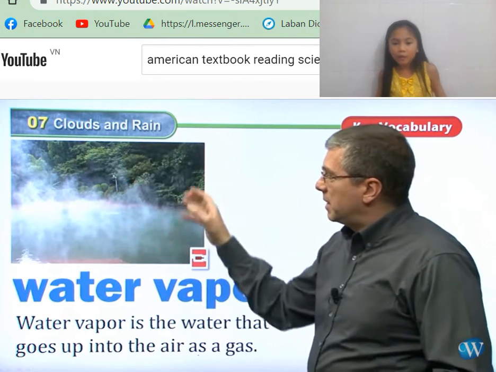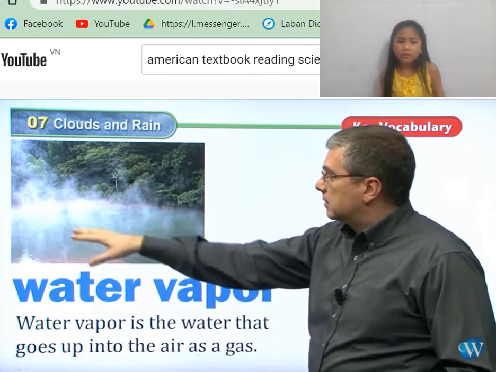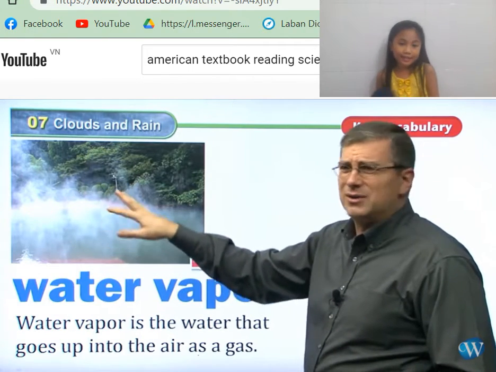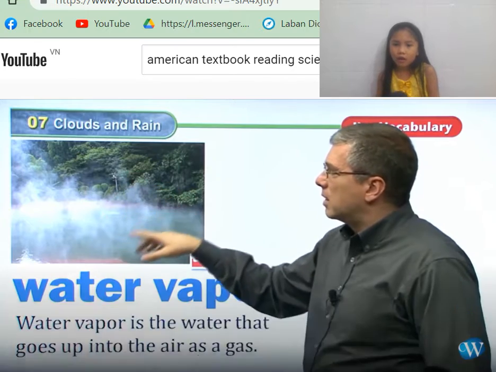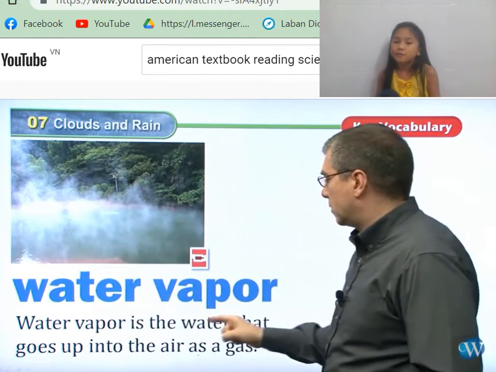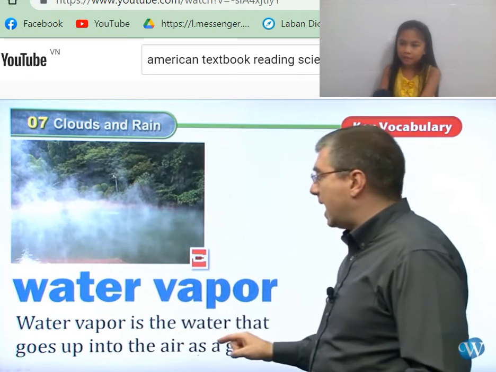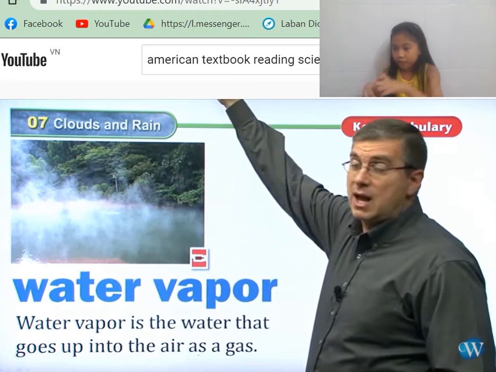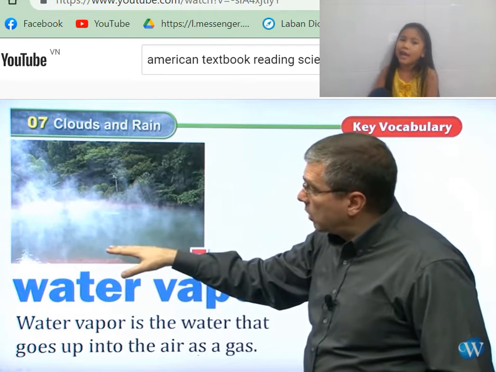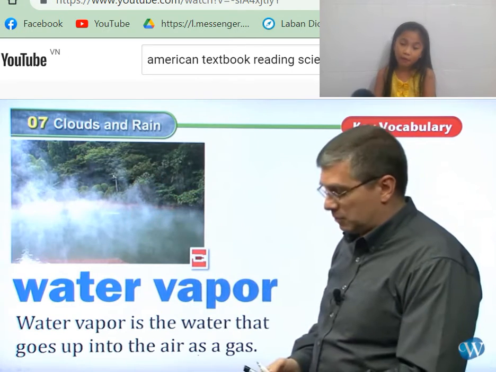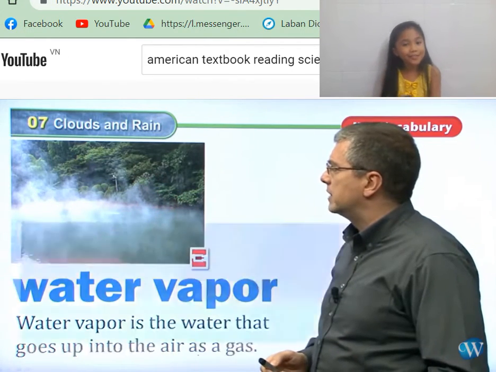And next we have water vapor. We've talked about water vapor before. Water vapor is the water that goes up into the air as a gas. They usually are called clouds that are very, very down to the earth. They're not in the sky now. Some people call them clouds, but others will call them water vapor because they're water vapor.